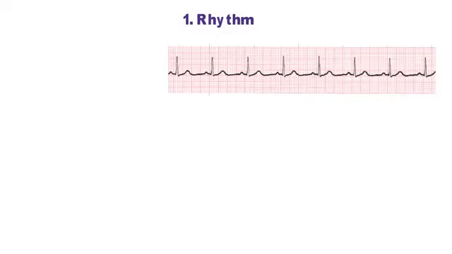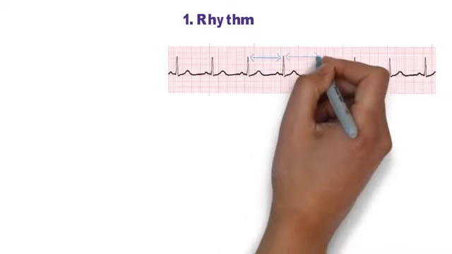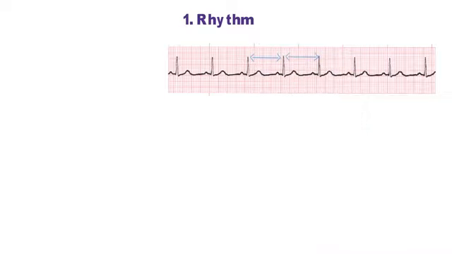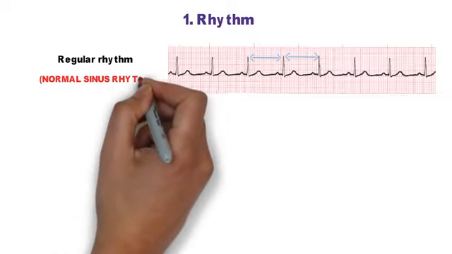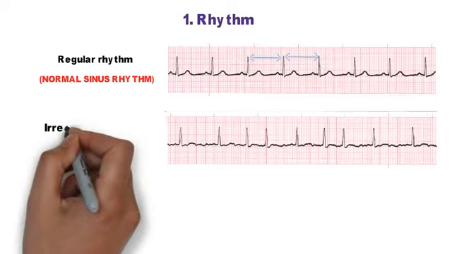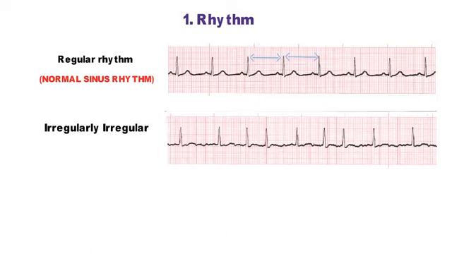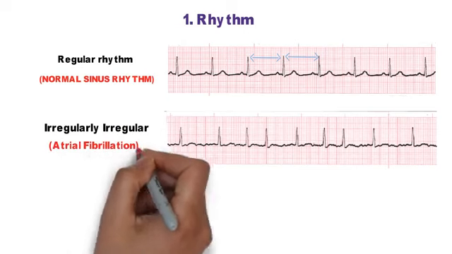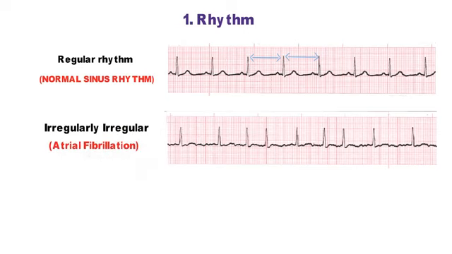To check the rhythm, we check the RR interval. As in this ECG, RR intervals are equal and there is a P wave before every QRS complex. So this is a normal sinus rhythm. In this second ECG, as you can see, the RR interval is not equal at any time and there is no identifiable P wave. The rhythm is irregularly irregular, which occurs most commonly in atrial fibrillation.